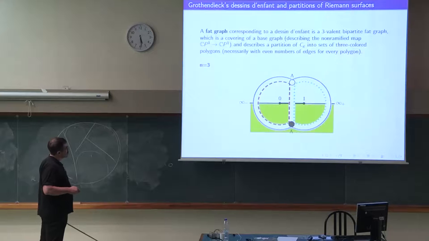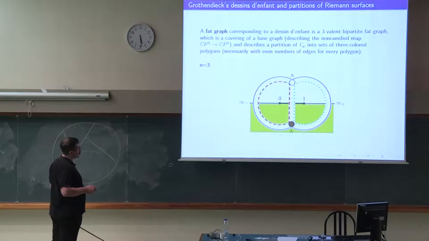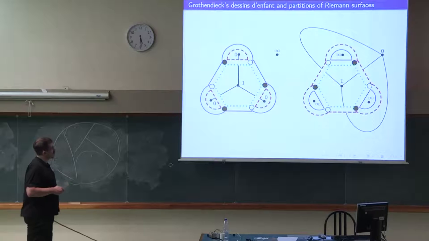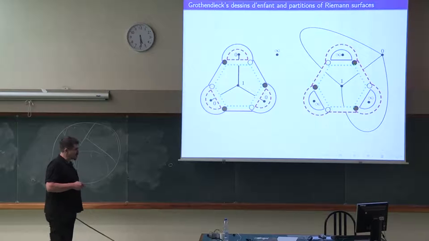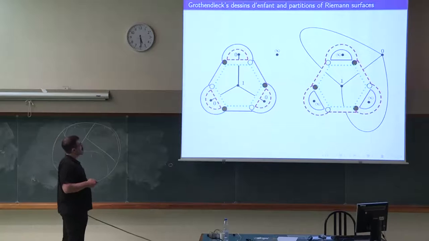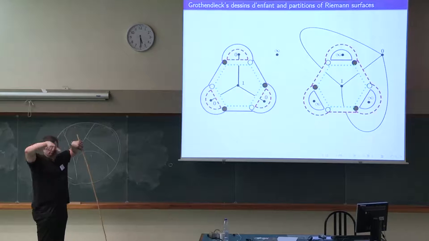On the contrary, at point one, you see that it was a bigon, now it becomes a hexagon, which means that we have exactly one ramification of order 3 at 1, and at the point infinity, again, it was a bigon, now it's again a hexagon. So this mapping describes the map that is ramified exactly at 2 points, and considers the triple covering of a sphere by a sphere.